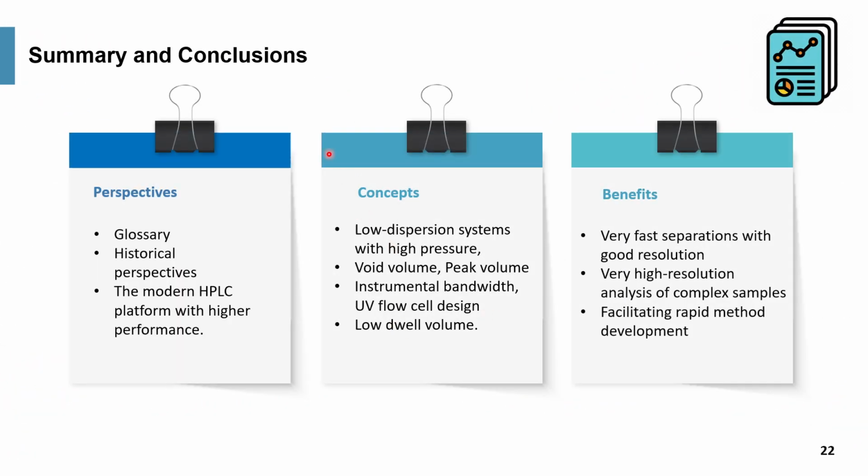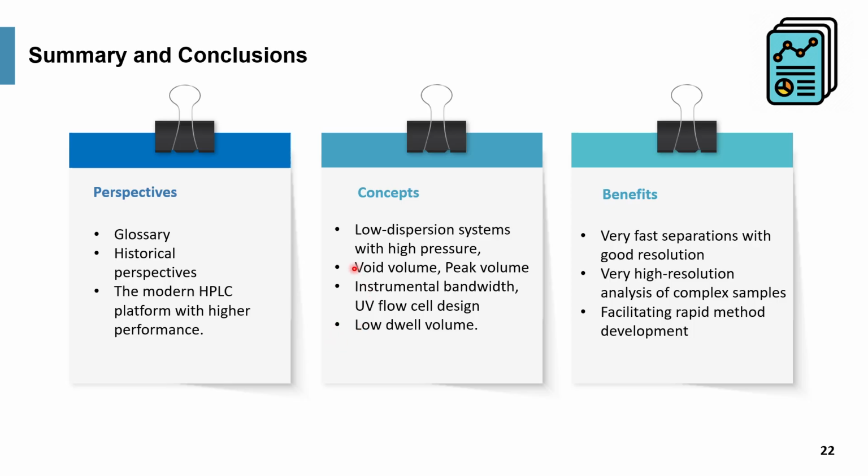On that note, we want to summarize and conclude. We talked about perspective of UHPLC, glossary, historical perspective. We say that it's HPLC with a higher performance platform. We mentioned several concepts, meaning that UHPLC is a low dispersion system with high system pressure limit.